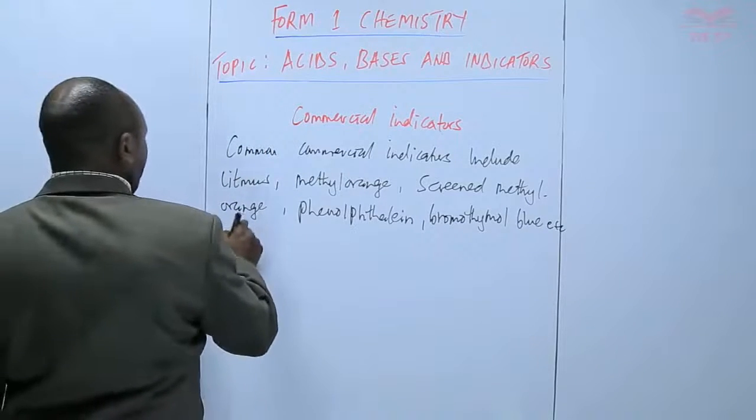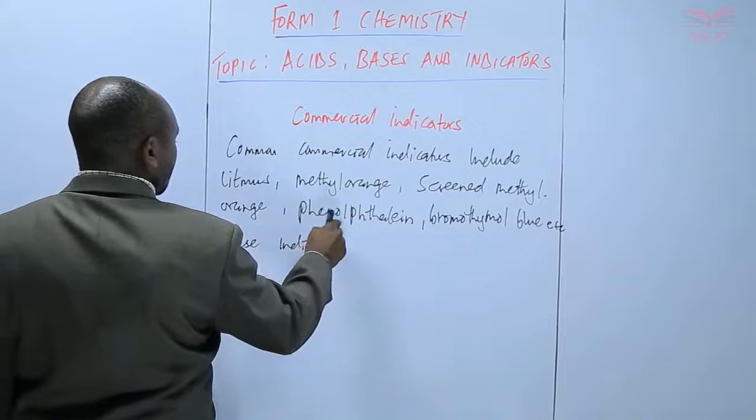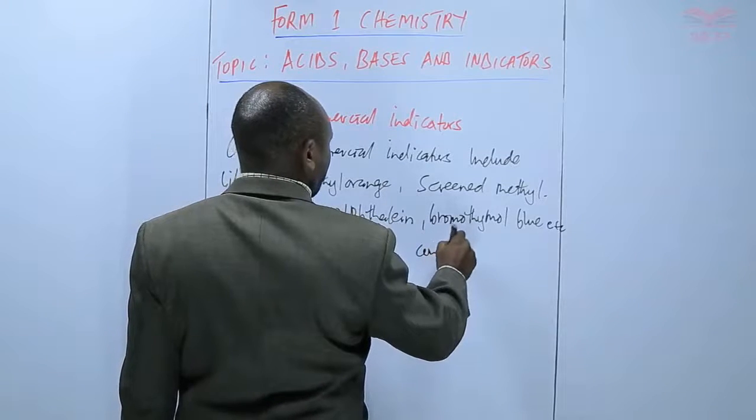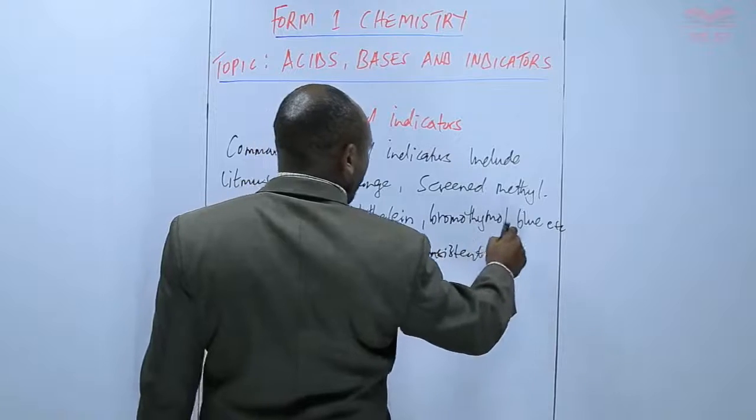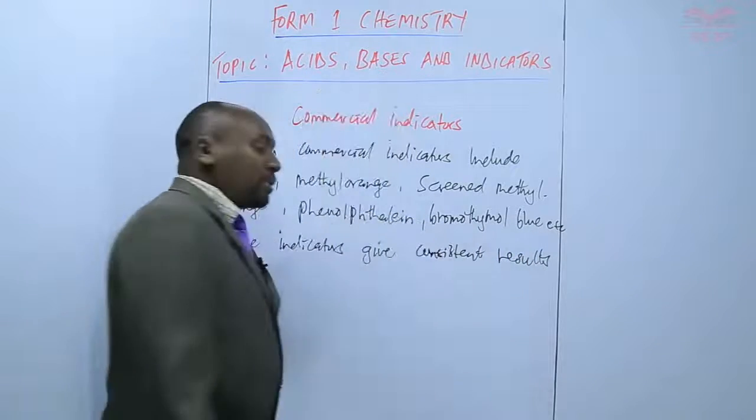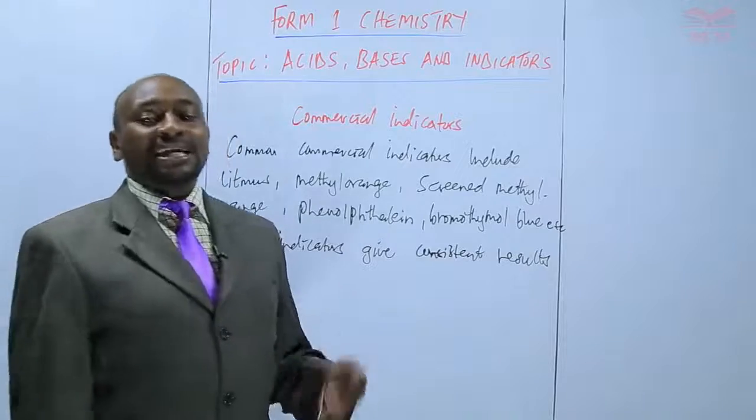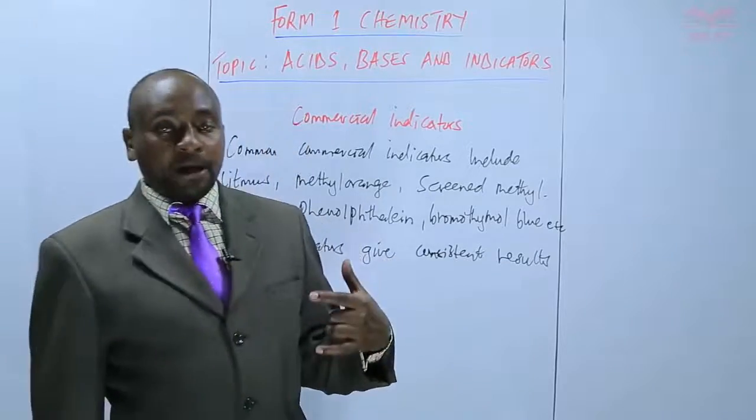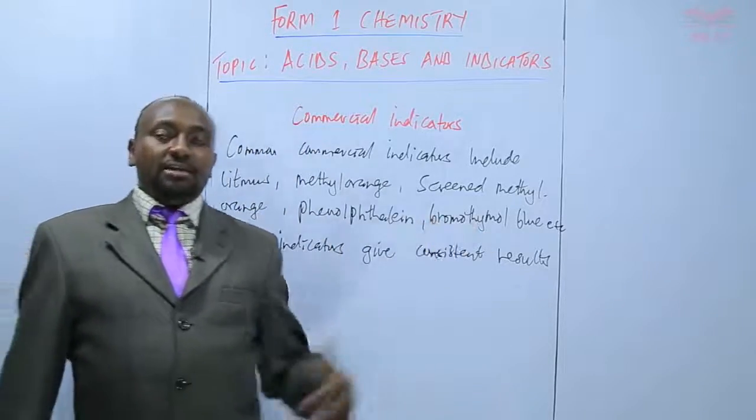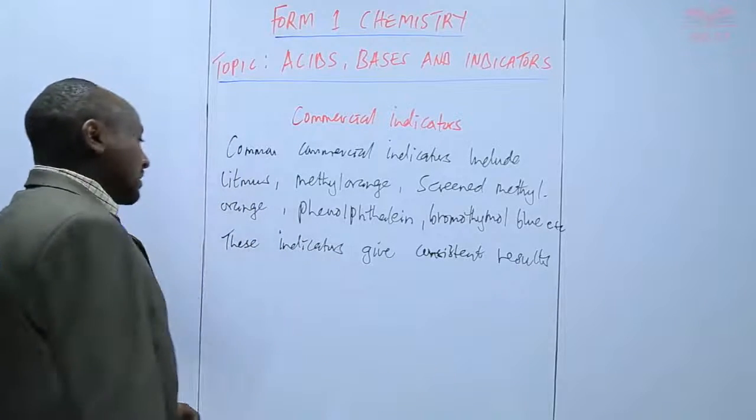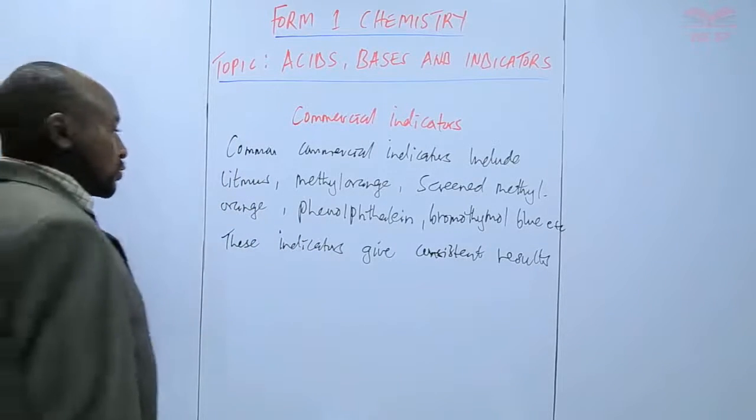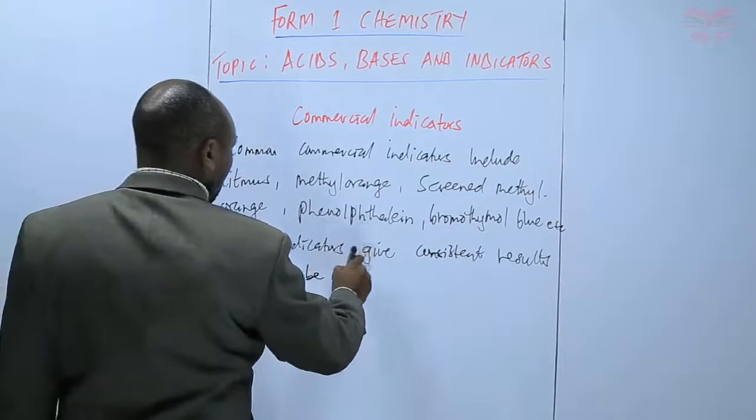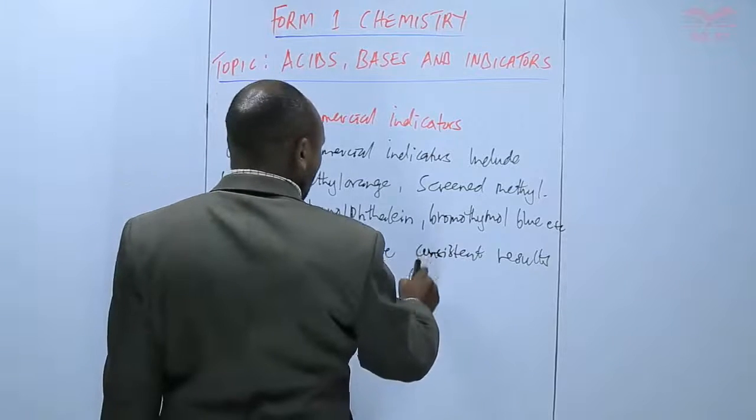So we can first of all say that these indicators give consistent results. They cannot give you results today and then tomorrow give you results that are different. They have to be consistent. That's why they are more recommended as compared to the simple ones obtained from plants. These are basically the ones that we use. So they give consistent results and can be stored for future use.